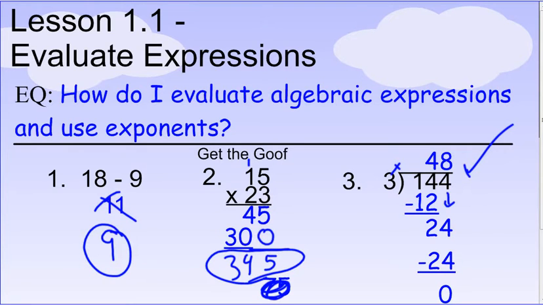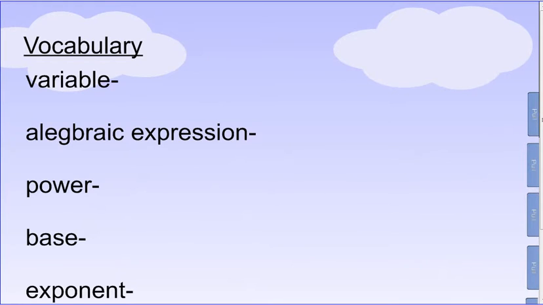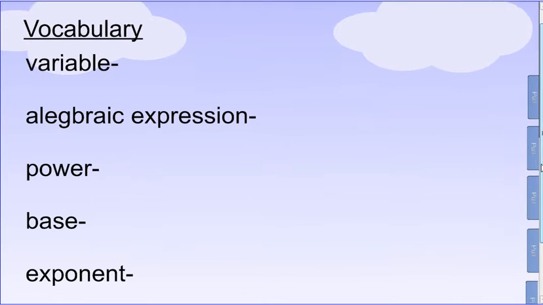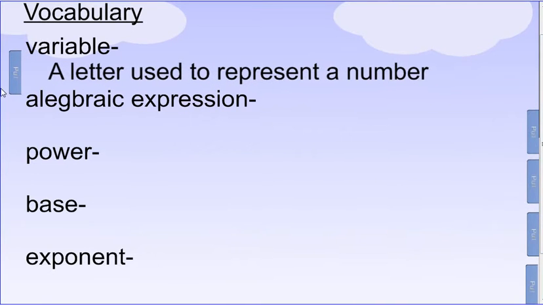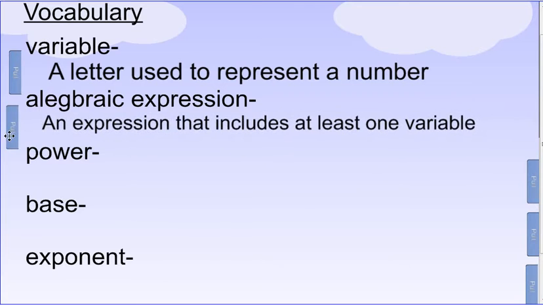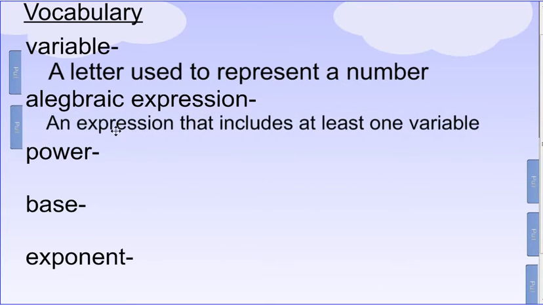We have a couple vocab words, more than a couple. We've got like 5 vocab words here. So let's go ahead and get them in. A variable. A variable is a letter used to represent a number. The problems we're going to see today and throughout this entire Algebra 1 book, you're going to see a lot of times where we're using variables like x's and y's and a's and b's to represent numbers. An algebraic expression is an expression that includes at least one variable, as I think every single problem today will be.